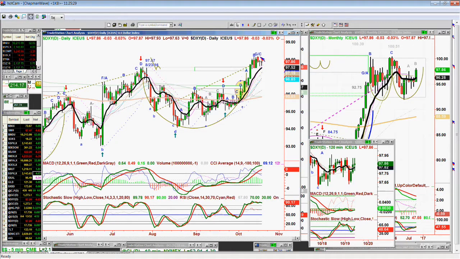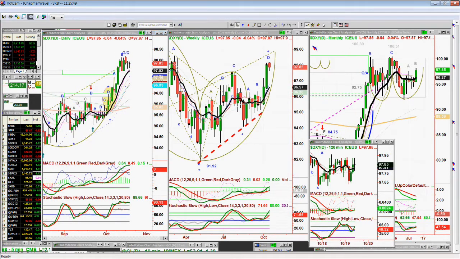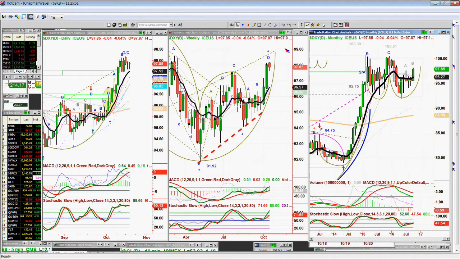And that suggests that it should go to a D. It could even go to an E. But when it comes back, it's going to come back and test 97.57, the breakout level. If it doesn't even hold that, it just touches it and then starts running back up again, that's extremely bullish. If I look at the monthly chart, not the weekly, but the monthly chart, remember I drew in those two U-shaped patterns right there?